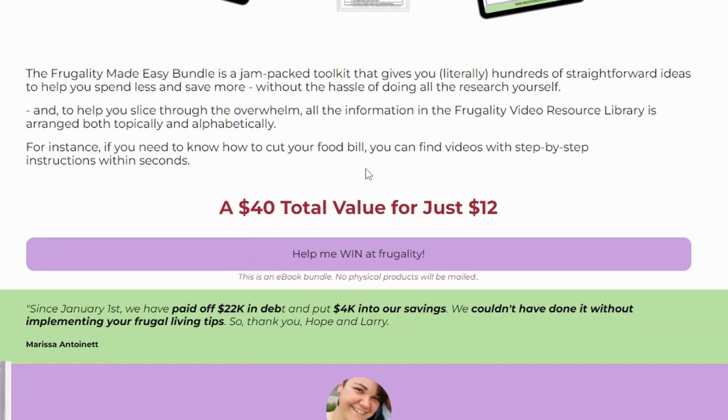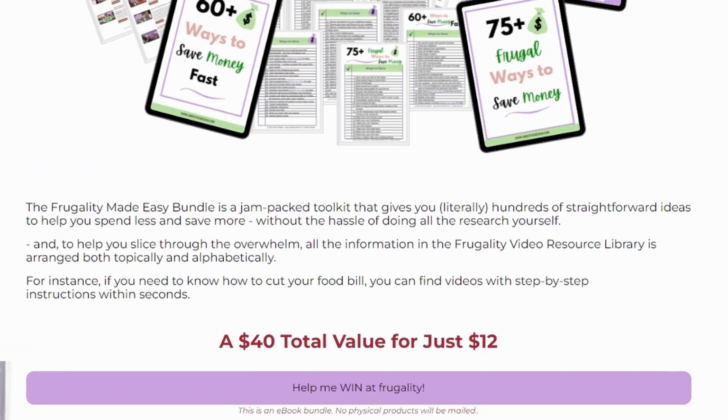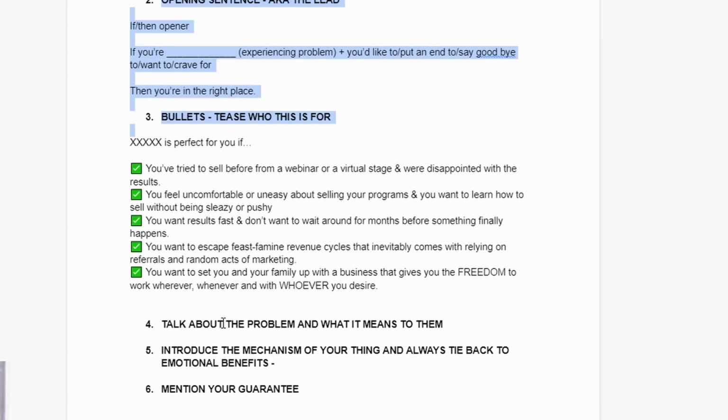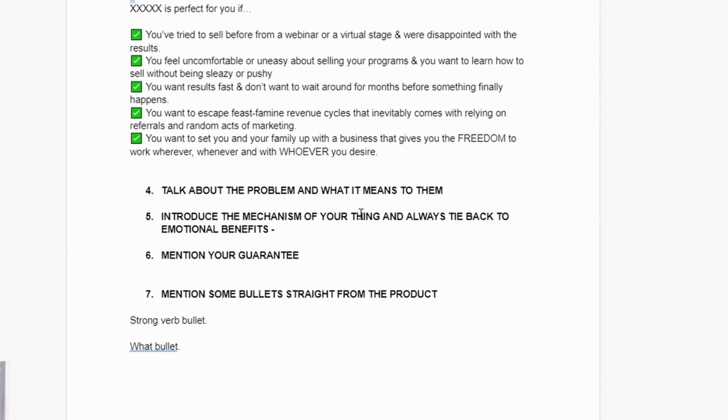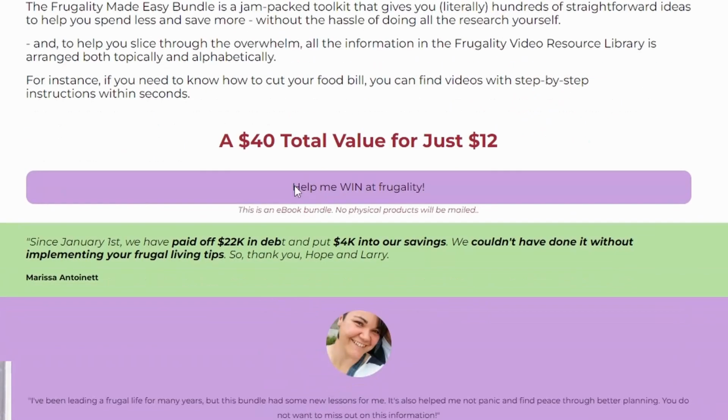Okay, and this is the part as well, like I said, we have a subhead here. What's next on my list? Talk about the problem, what it means to them. So this is what we're going to talk about next.